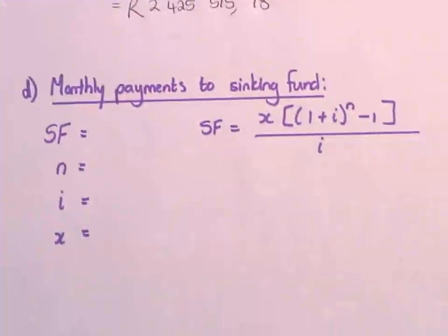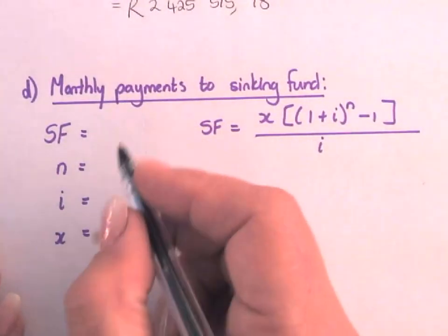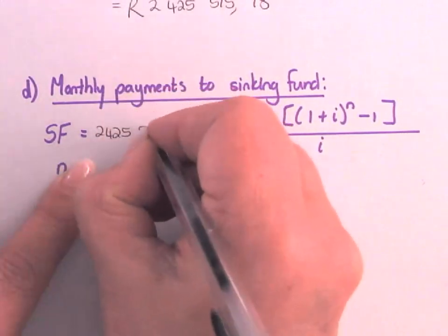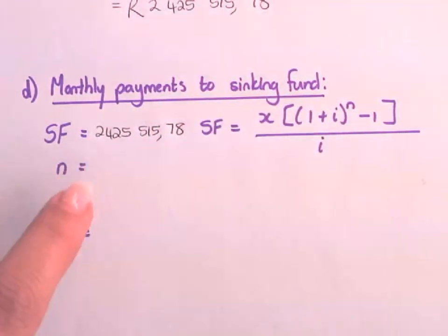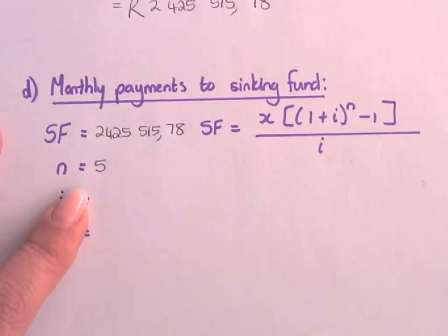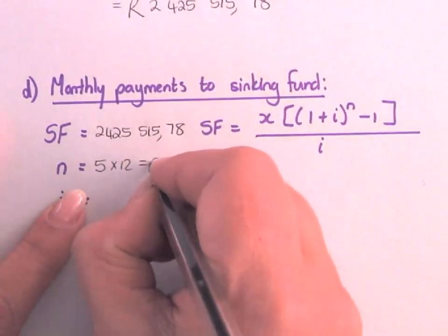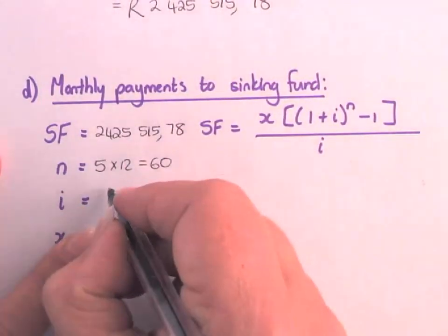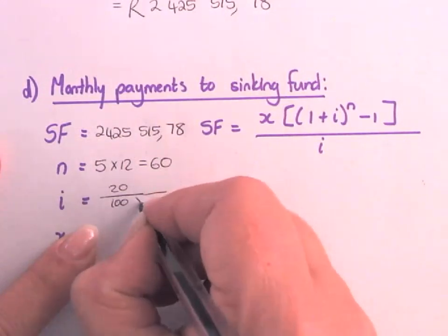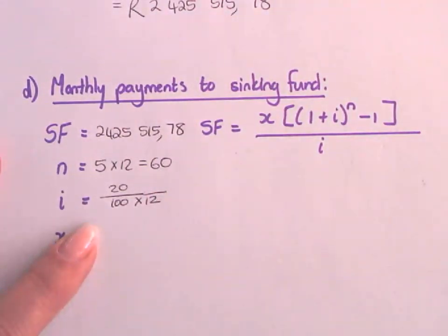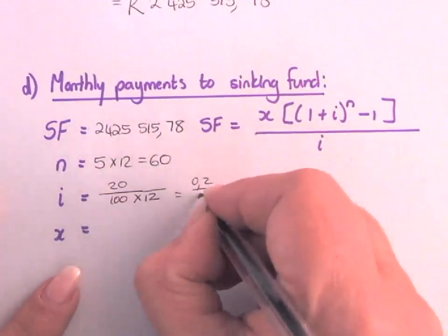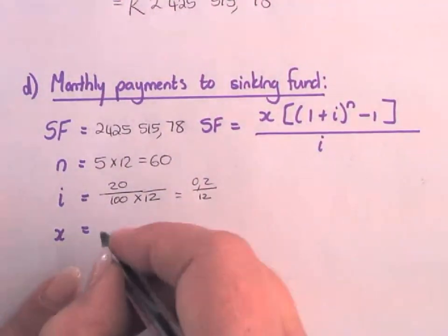So the sinking fund, we know the value is 2,425,515.78. N is 5 years, but we pay monthly, so it's times 12. I is 20%, but we pay monthly, so we divide also by 12. And that gives me 0.2 over 12. X we need to work out.